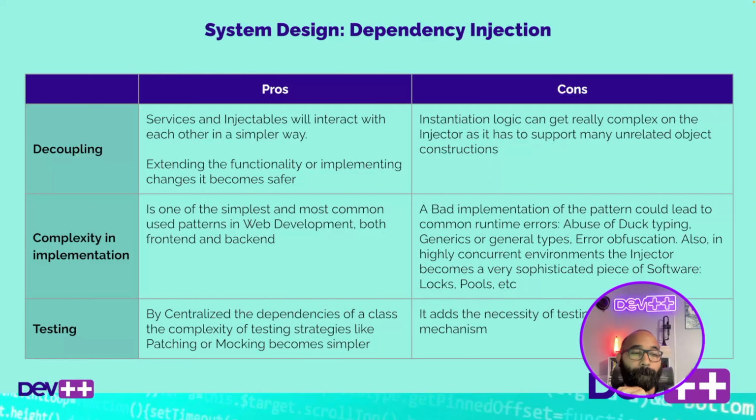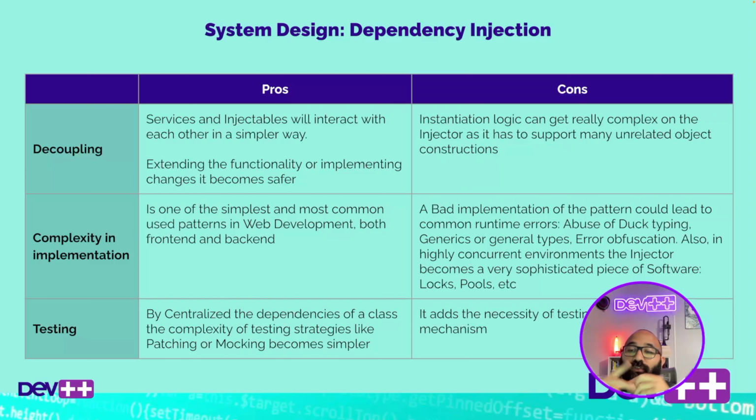Next one, complexity in implementation, right? It is one of the simplest patterns to understand and is very broadly used. So you can find it in multiple places. You can check the libraries that you're using right now. There's a chance that you're using a couple of libraries that use dependency injection. That's a good thing, right? The bad thing is that as it is something simple that you can implement yourself, you can also reach scenarios where that implementation is not the optimal implementation.